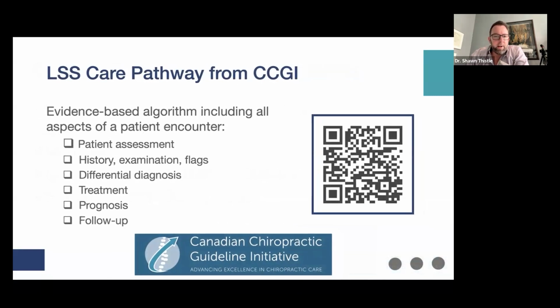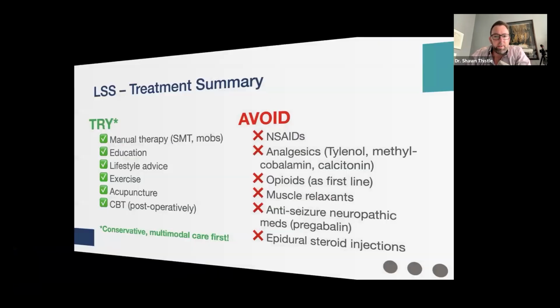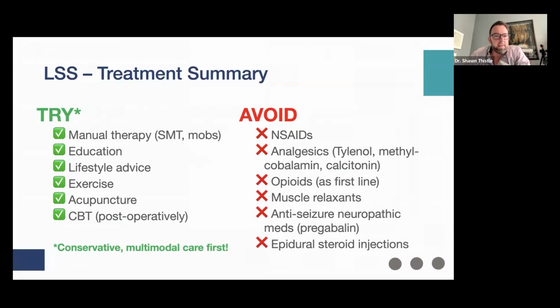There's the QR code for Carol's pathway. She has other ones too, by the way. And I think a lot of chiropractors in Canada and around the world don't know about this. They're all free, and they're all up to date in terms of the evidence and its best practice recommendations. Carol does a great job at it. It includes patient assessment, history, differentials, treatment, prognosis, and follow-up. So I highly encourage you to check that out. As a reminder, I will send you these slides as a PDF after, so you will have this QR code in your inbox in the next couple of days.